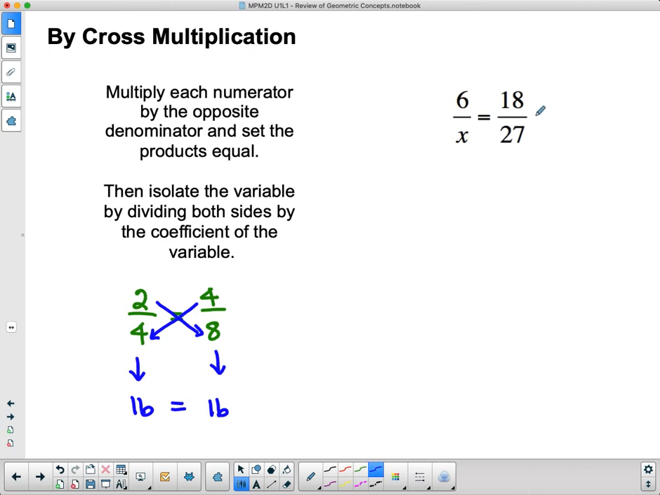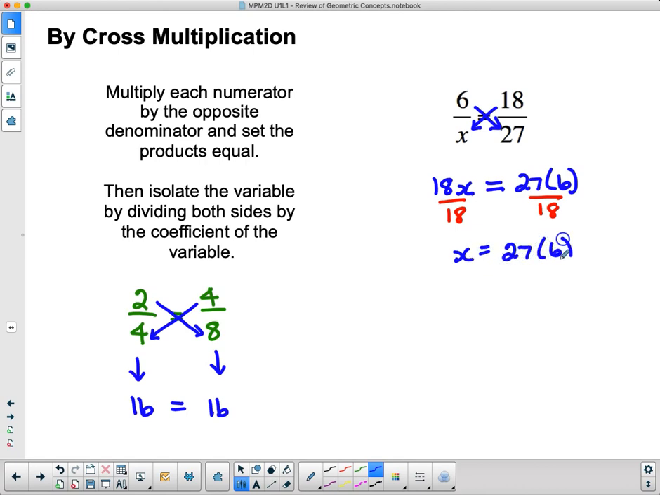That will always happen. So if these two things are equal, that means if I multiply this way, which gives me 18 times x, and I multiply this way, which gives me 27 times 6, those two things have to be equal. Now, going back to what you learned about solving equations, in order to get the x by itself, which is what we want, we're going to have to divide both sides by 18. So if I divide both sides by 18, I end up with x equals 27 times 6 divided by 18, which is 9.